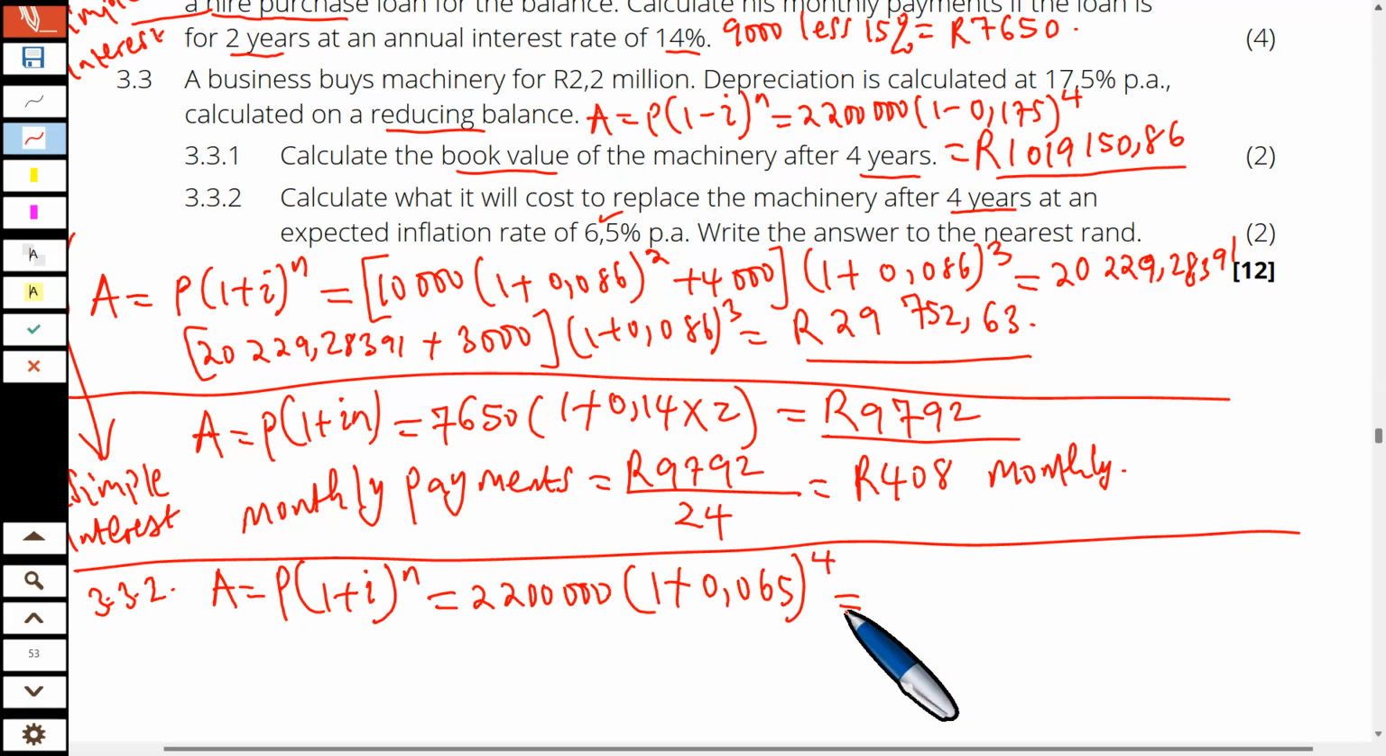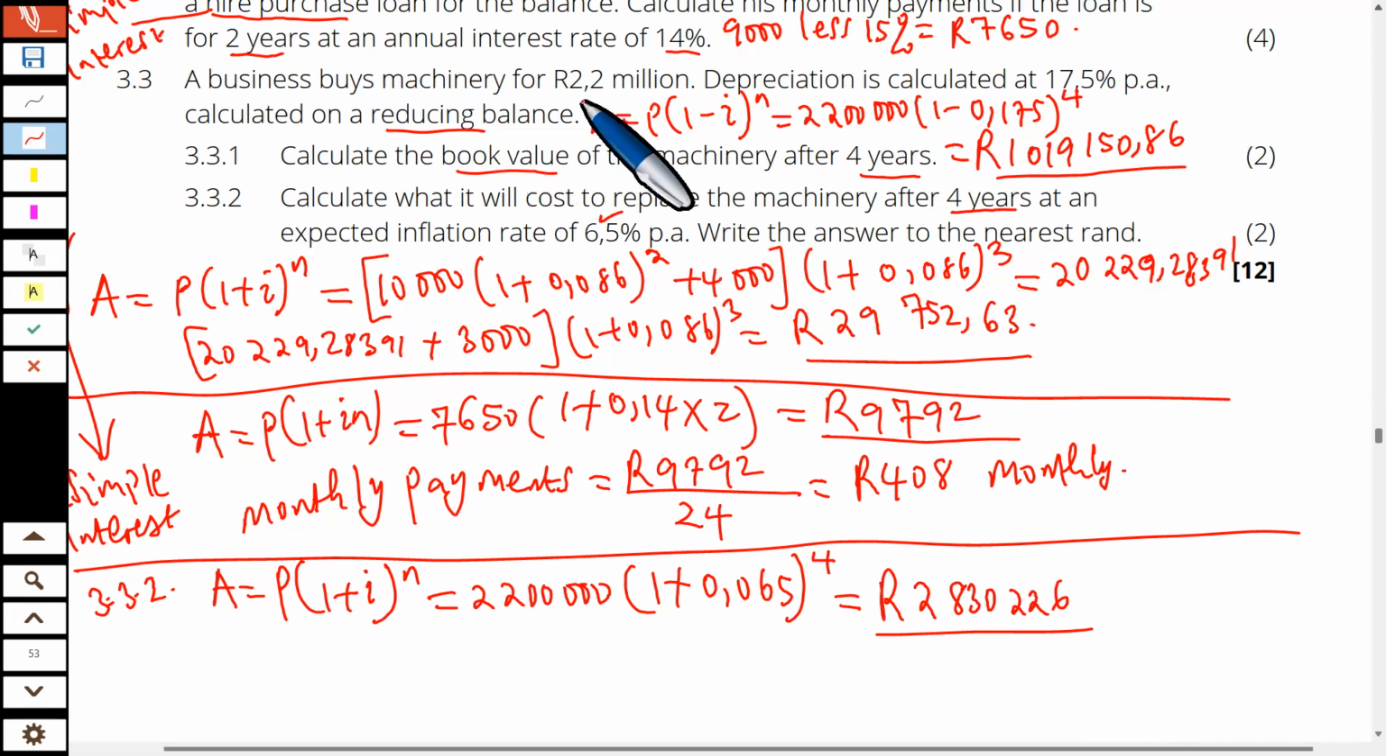Right, if you look at this here, it's 2.2 million. So if you use a calculator, it will actually become 2,830,226. So this is what the new machine is going to be worth, because they're saying calculate how much it will cost to replace the machinery after 4 years.